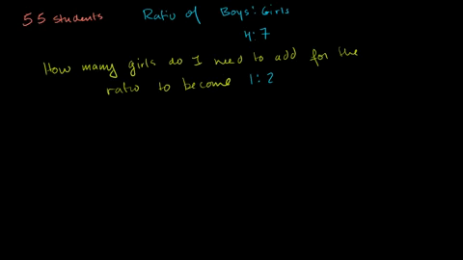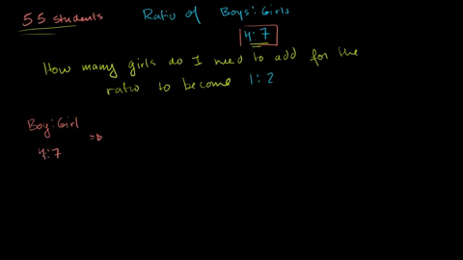Well, just going back to the basic ratio video, the first thing we can do, we know the total number of students, and we know the ratio. So maybe it'll help us to figure out the number of boys and girls we have right now. So our current ratio is 4 to 7. So boys to girls right now is equal to 4 to 7. What does that mean?